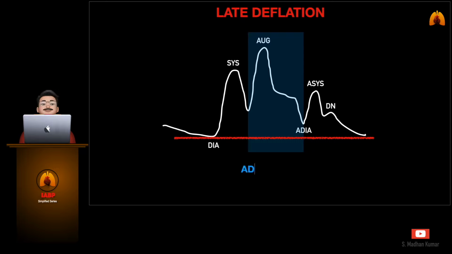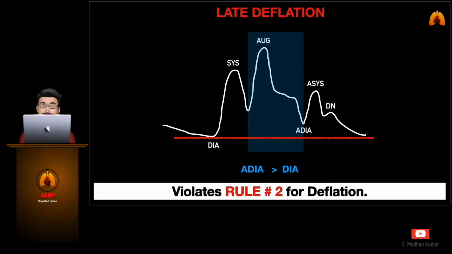This figure shows late deflation. In the evaluation of the pressure landmarks, there is an increase in the assisted end diastolic pressure. Assisted end diastolic pressure is greater than unassisted end diastolic pressure. It clearly violates rule number 2 for deflation timing.